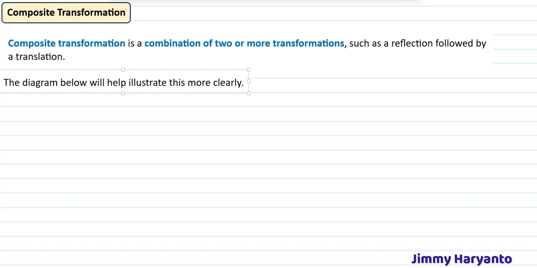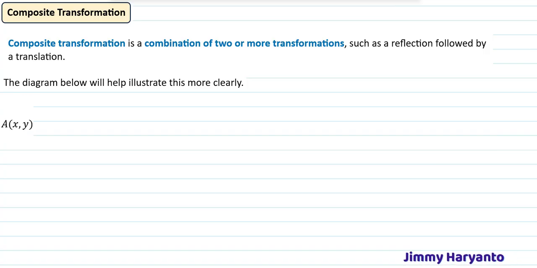Okay, the last section in this chapter is composite transformation. Composite transformation is a combination of two or more transformations, such as reflection followed by translation. That's already considered a composite transformation. To understand this better, I want you to take a look at the diagram below.